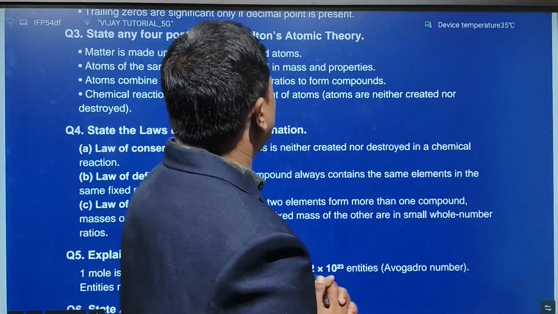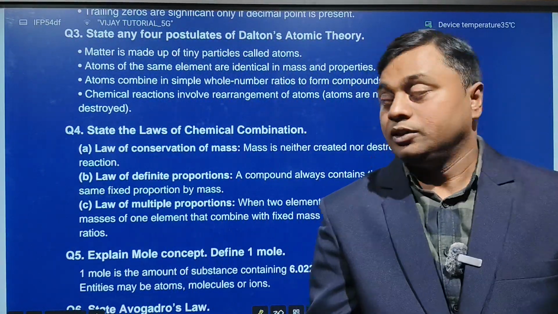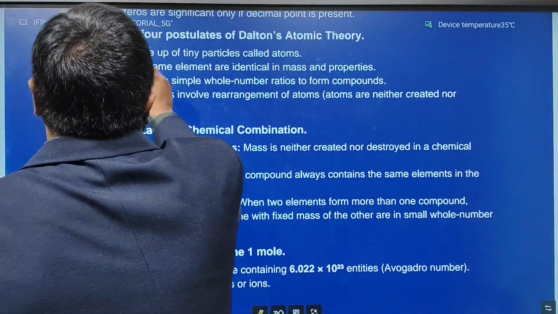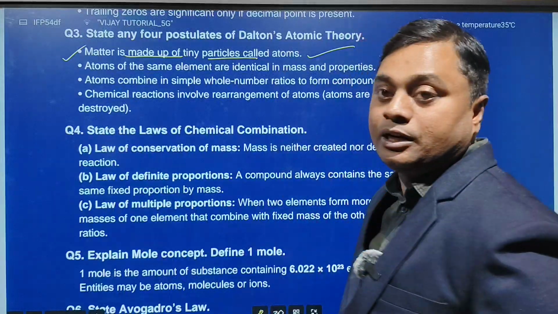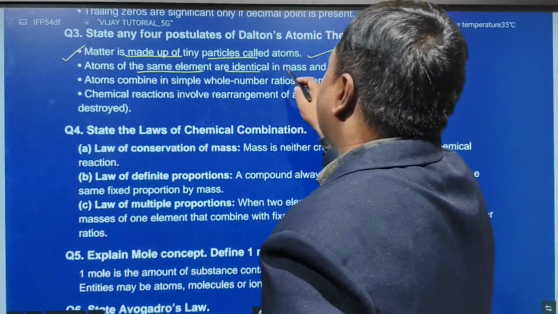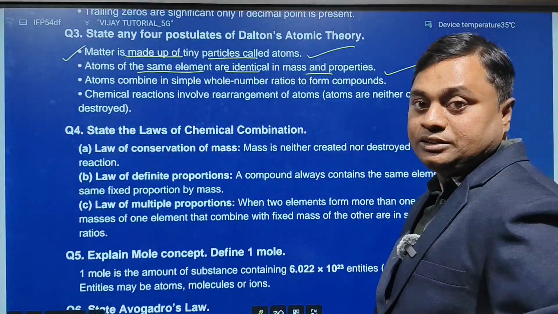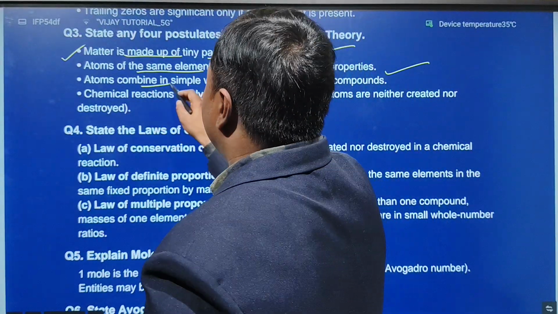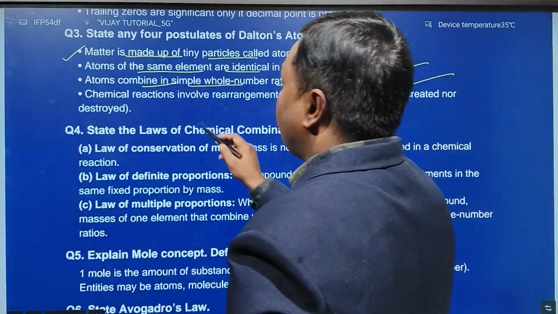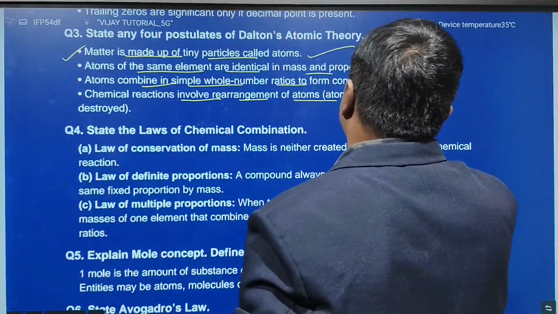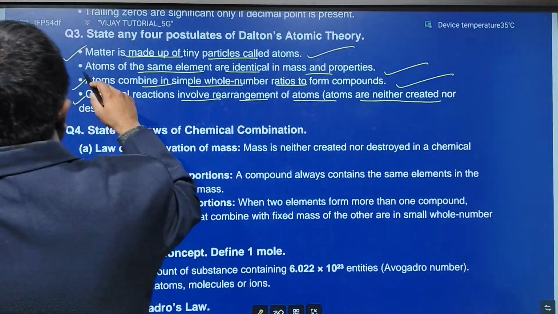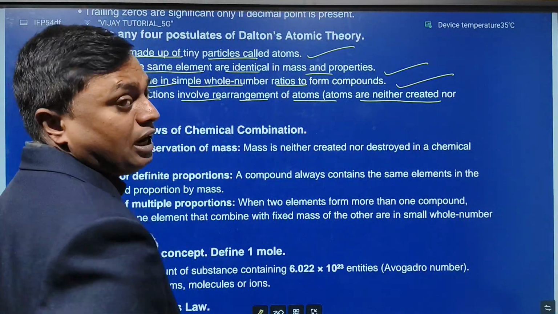State any 4 postulates of Dalton atomic theory. This question may be asked for 2 to 3 marks. First one, matter is made up of tiny particles called atoms. Yes or no? Next, atoms of the same element are identical in mass and properties. Correct? Next, atoms combine in a simple whole number ratio to form compounds. Next, chemical reactions involve rearrangement of atoms. That is, atoms are neither created nor destroyed. These are a few postulates you can write for Dalton.